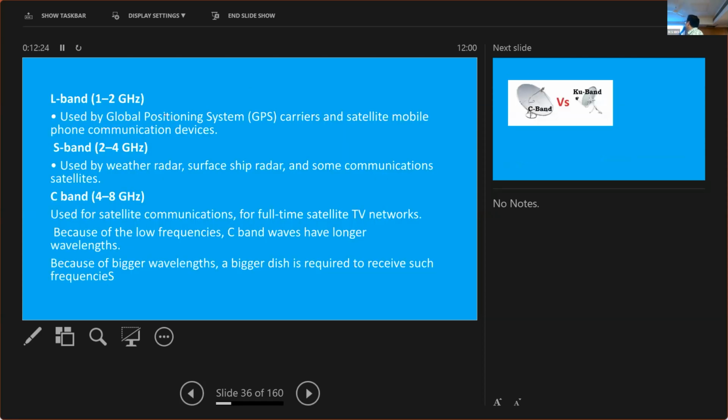So L band, you see, it's not that you need not remember all these things. L band is for the global positioning system. S band is for radars, weather radars, subsurface radars, ship radars like this. C band needs a bigger dish. If you look at C band versus KU band, which is higher? C band or K band, which has higher frequency? K band has higher frequency, which means lower wavelength.